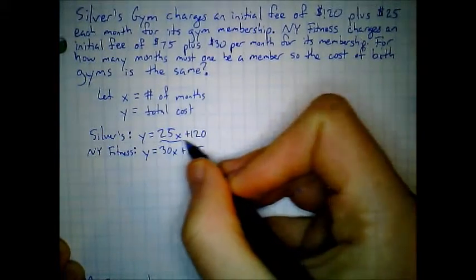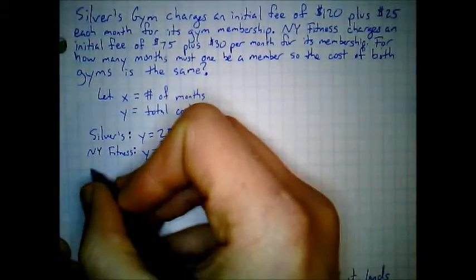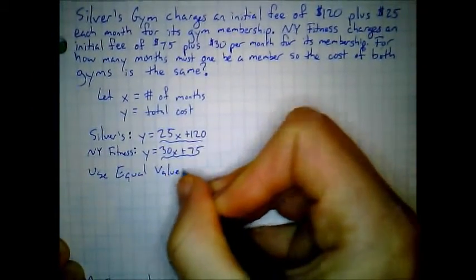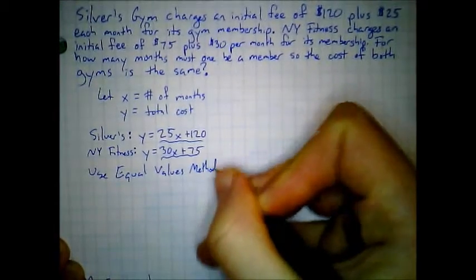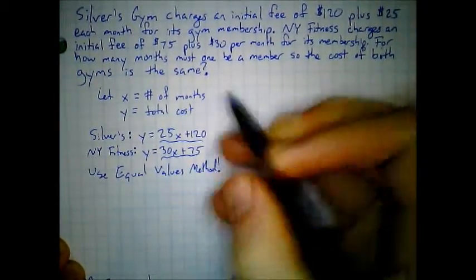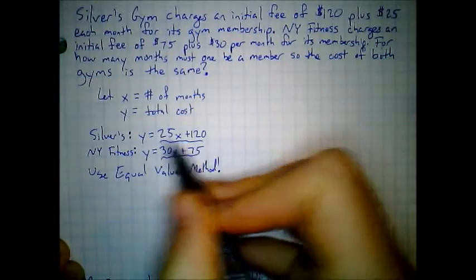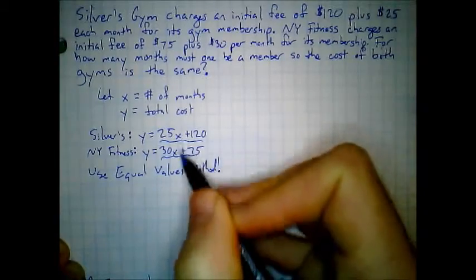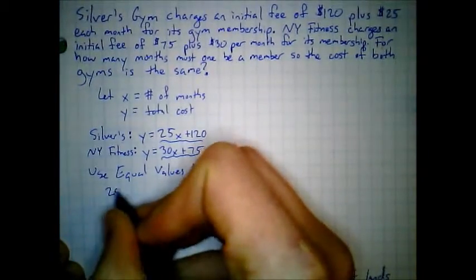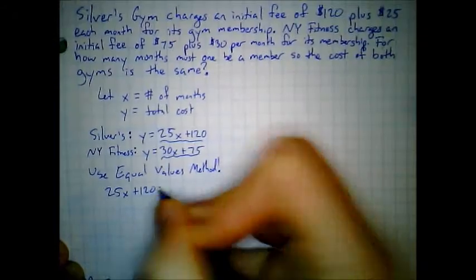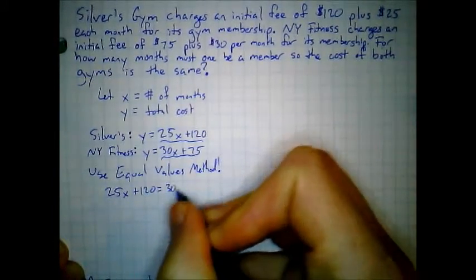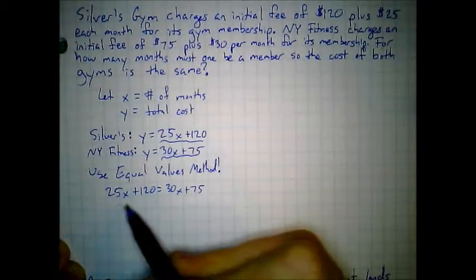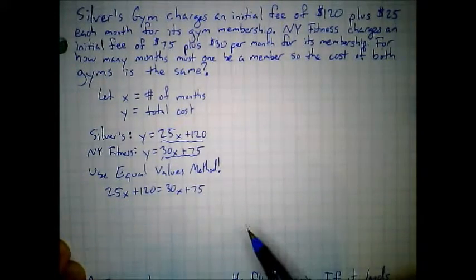We want to know when these two rules are going to be the same, so we're going to use our equal values method. We can't forget our equal values method. When we have both in rule form, both y equals, if y equals 25x plus 120 and y equals 30x plus 75, and we want to know when these two are going to be the same, we just set them equal to each other. We want to know when these two gyms are going to be the same, so we set each gym's equation equal to each other. So we have 25x plus 120 equals 30x plus 75.